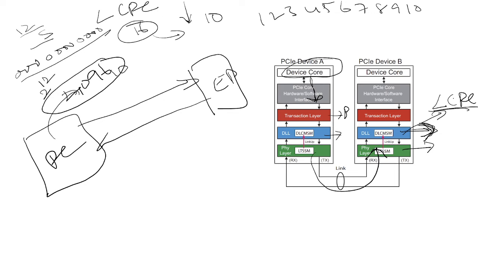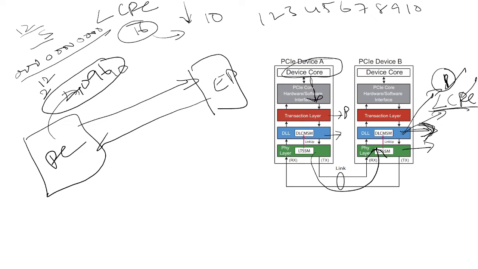LCRC: first it will check whether the CRC is correct or not. If it is okay, then it will check the sequence number, whether I received the sequence properly or not. First I have to get one right. If the sequence number is one, the sequence number is correct and the LCRC is correct.